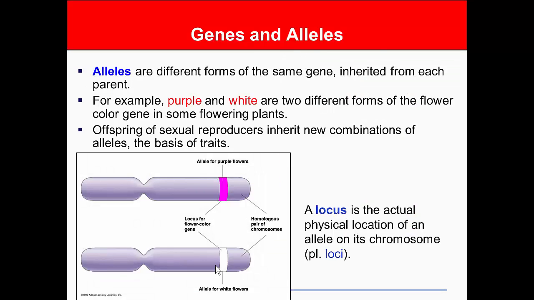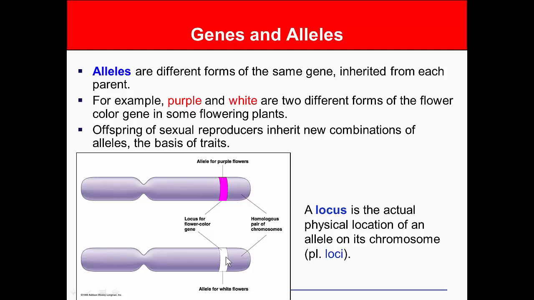Now, we have a word for different versions of genes, and that word is alleles. So alleles are different forms of the same gene. And we have an example down here of homologous chromosomes inherited by a plant. And here's the chromosome from one of the parents. Let's say it's from the mother. And here's the chromosome from the other parent. Let's say that's the father. And so the gene for flower color for this plant is located in this specific place. Its locus, locus is the word that means location of a gene, is right here.